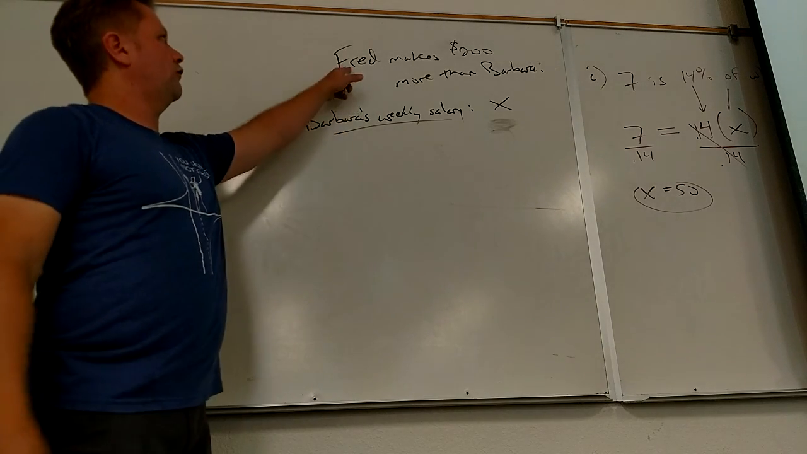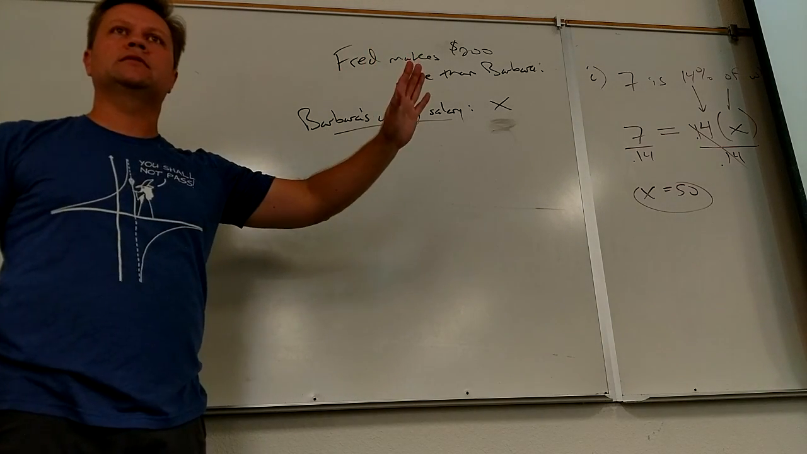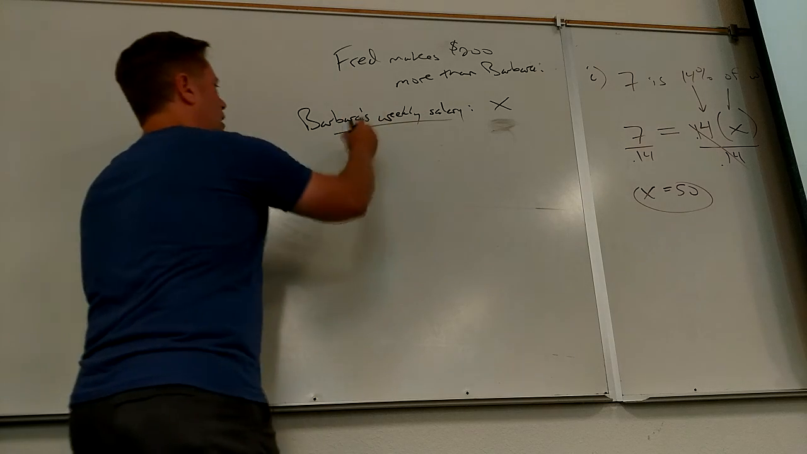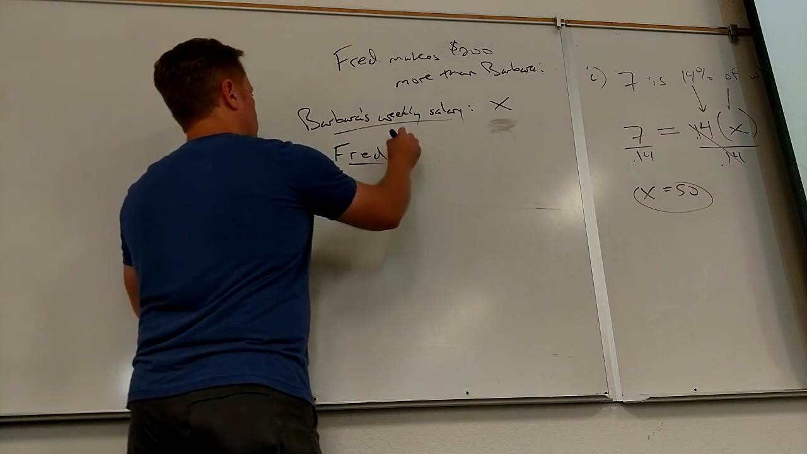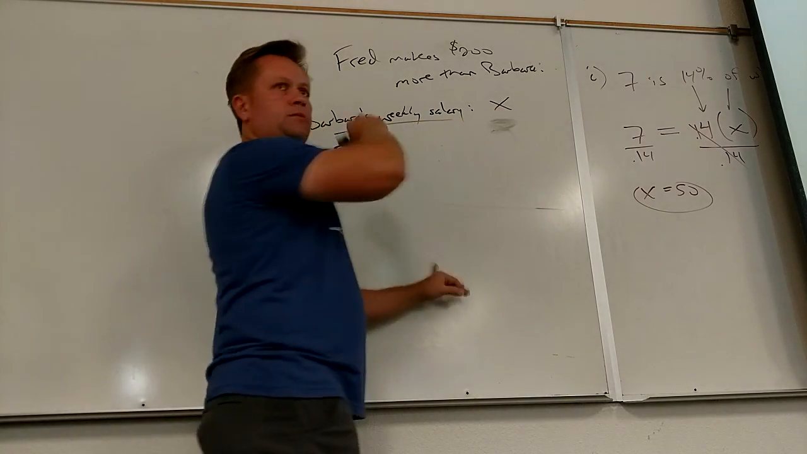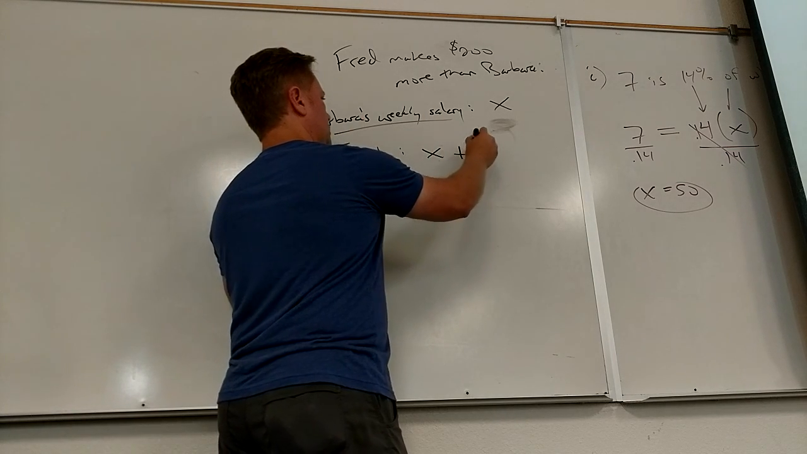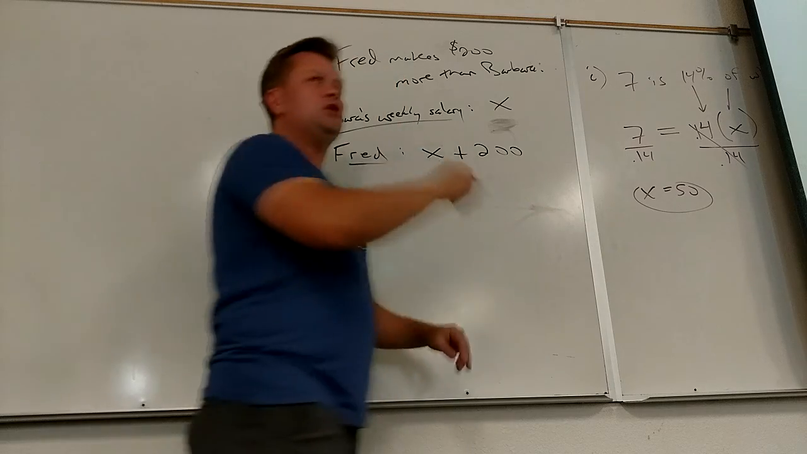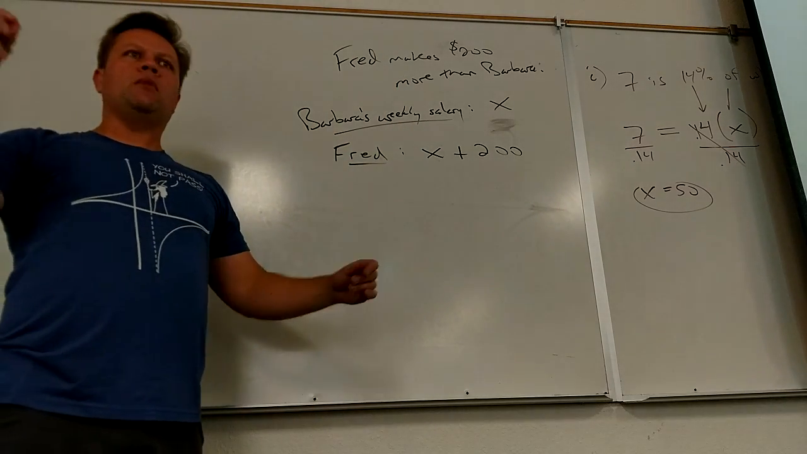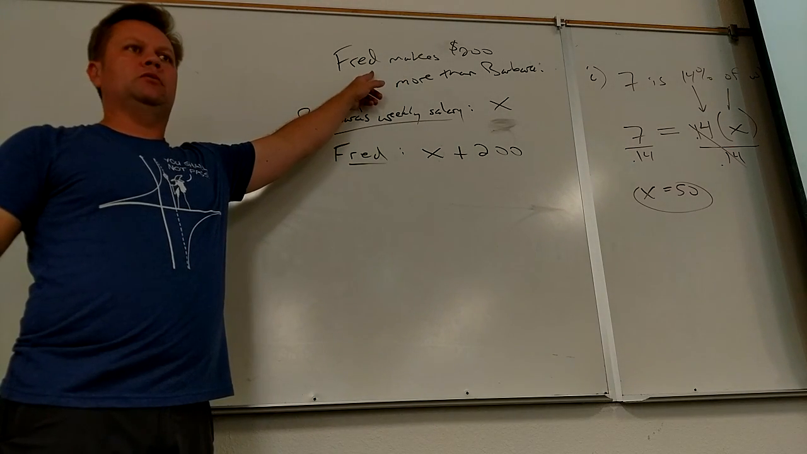Now, I don't have to call Fred Y. That doesn't make any sense because it's related to Barbara. So Barbara makes X. Fred makes what? How does it relate to Barbara? Yeah, X plus 200. So what we just did is we modeled the relationship that we know.